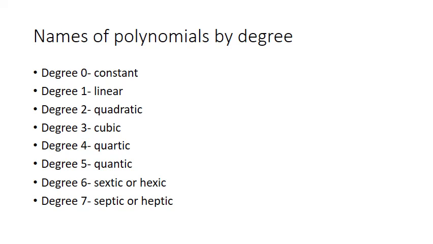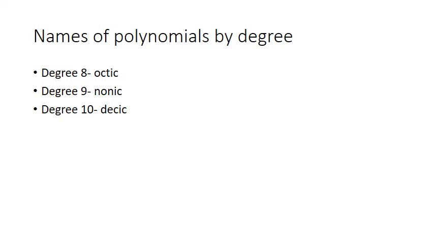Now let's see how we can apply some of the concepts that we've been discussing. Recall that one thing that we can do once we have a polynomial in standard form, meaning that it's in order from highest to lowest degree, is that we can give them names. So degree 0 is constant, degree 1 is linear, and so on. It's interesting to note that as we continue naming these polynomials by degree, they follow the ordinal numbers in Latin. So degree 8 would be octic, degree 9 is nonic, and degree 10 is decic.